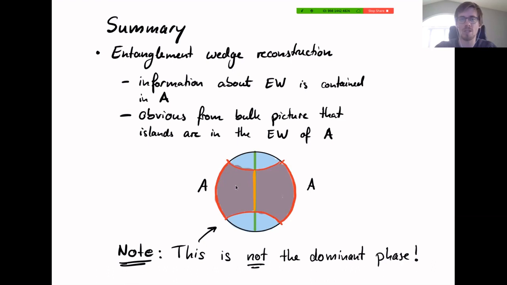So the entanglement wedge is the region in the bulk, which I can reconstruct from access to these regions A, and that's the region which is bounded by the proper RT surface.